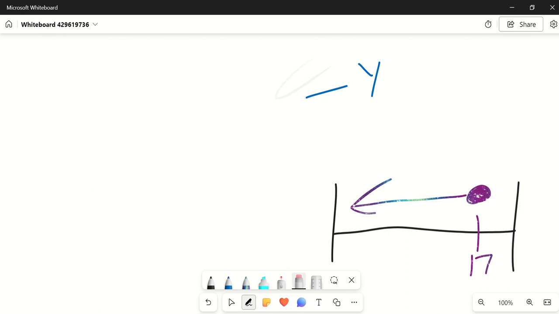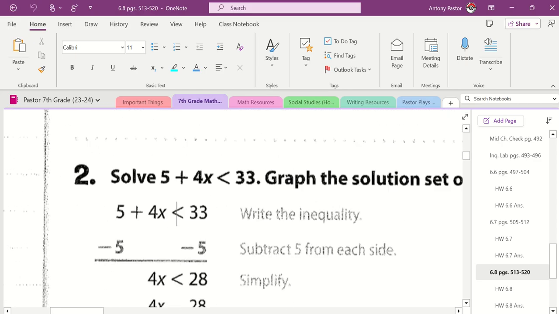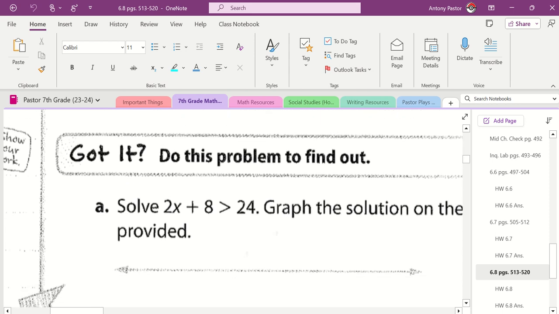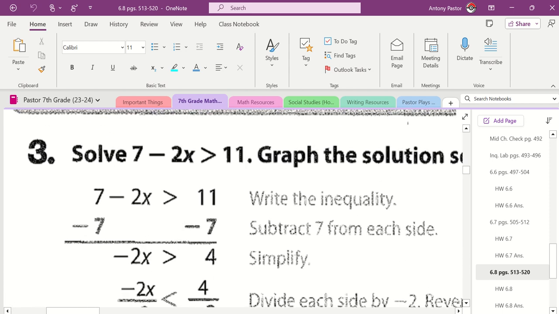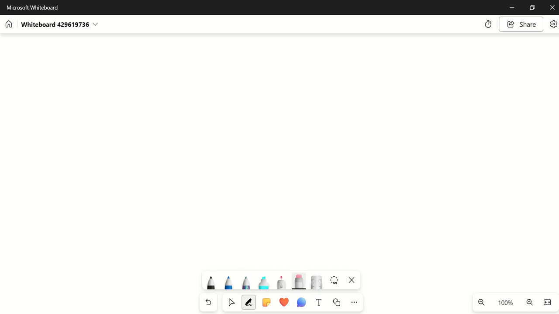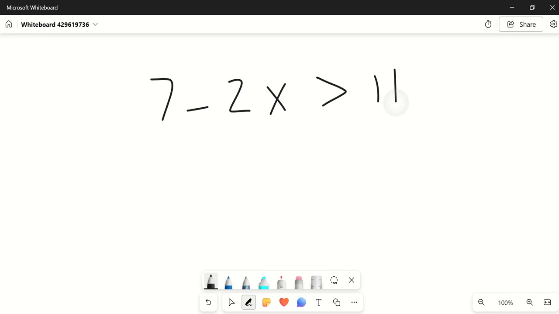Okay, back to inequalities. Let's do this example. 7 minus 2x is greater than 11. Now, we went over these steps. Step 1 would be what? What do I need to move first? Be what, ladies and gentlemen? Not the variable. What needs to be moved first?